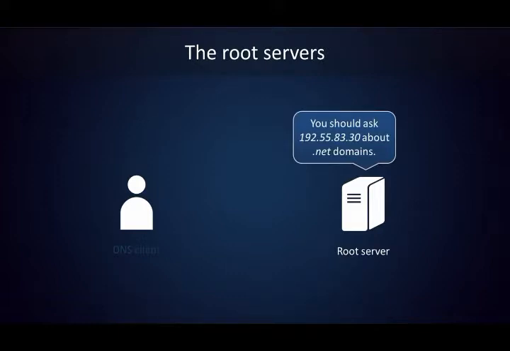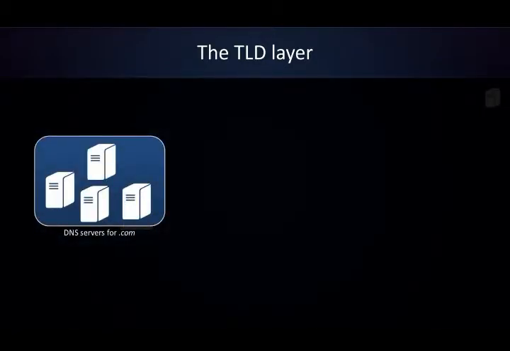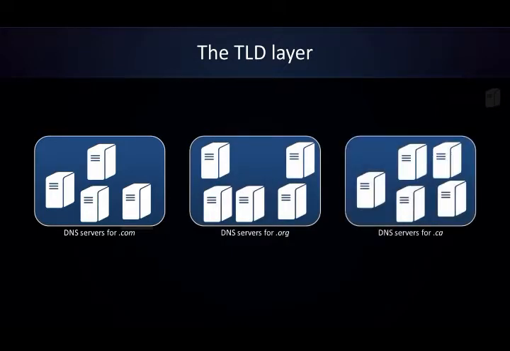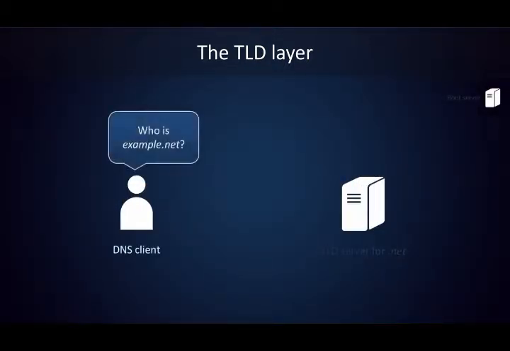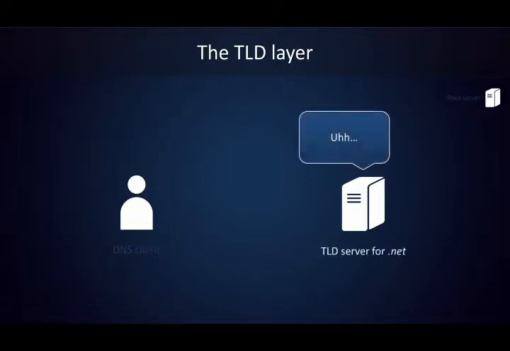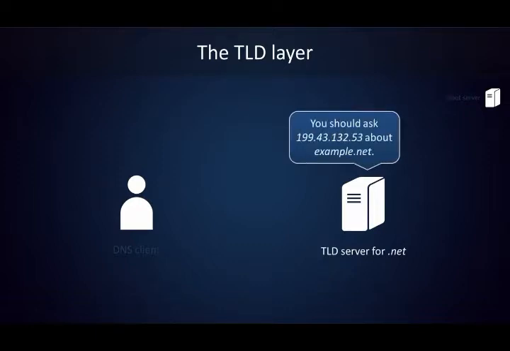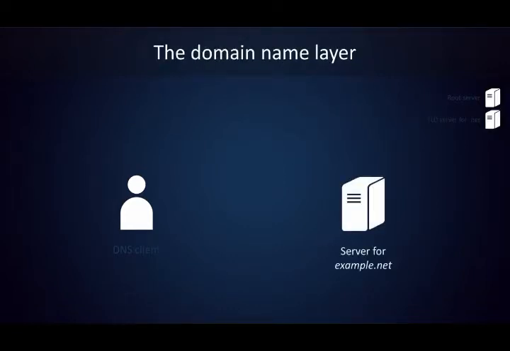We now have the IP address of a top-level domain name server for .net, so we can move on to step 2. We've arrived at the top-level domain layer of the hierarchy now. The way this works is that a bunch of servers are responsible for .com domains, then there's a bunch of servers for .org domains, there's a bunch for .ca domains, and so on and so forth. We're going to ask a TLD server for .net about example.net. Once again, we won't be getting a straight answer from the server yet. What it will give us, however, is a list of IP addresses of servers that are responsible for queries regarding example.net and its subdomains.